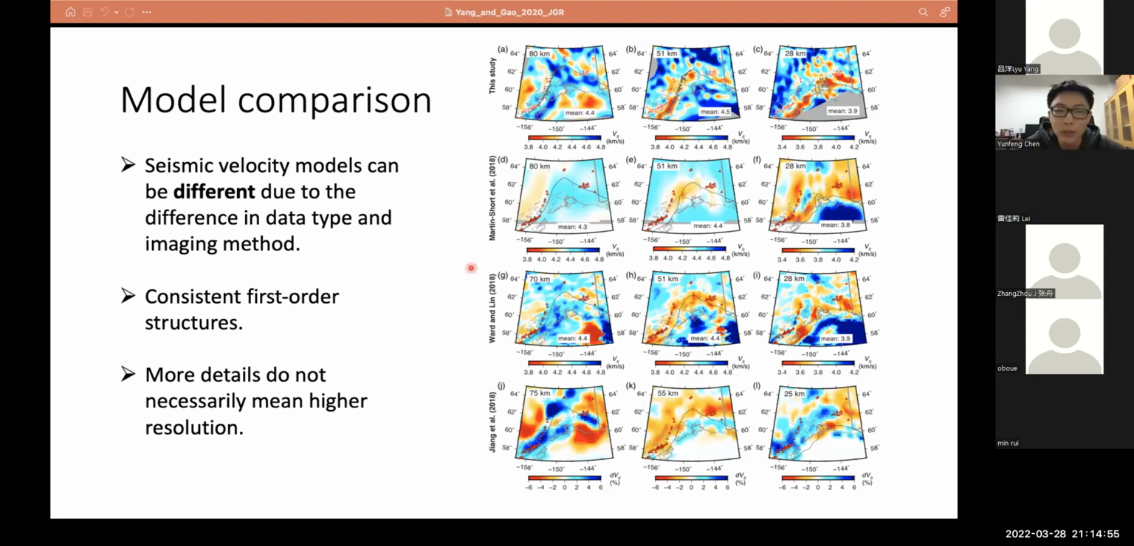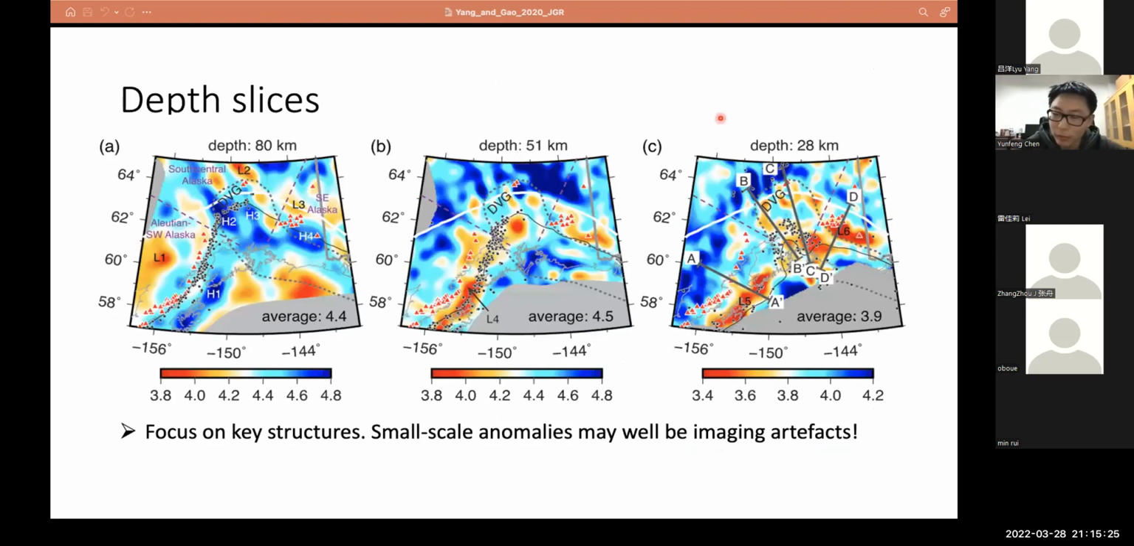But sometimes more details do not necessarily mean higher resolution. Or in other words, more details do not necessarily mean better. It really depends. I think the authors even acknowledge in the paper that some of the small scale anomalies, like here and maybe somewhere here, are imaging artifacts, meaning they are probably not real structures. So that actually comes to a typical lesson for seismologists: don't try to interpret everything you see in the velocity model. Just focus on the key structures, and these small scale anomalies may be just imaging artifacts.